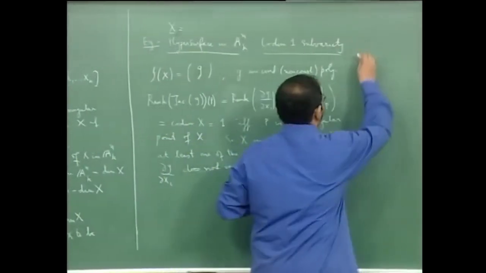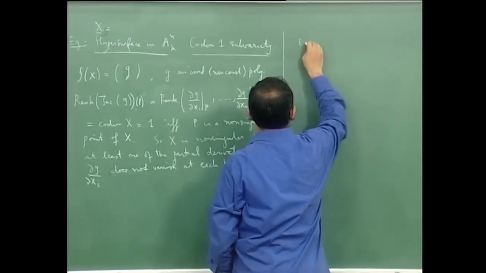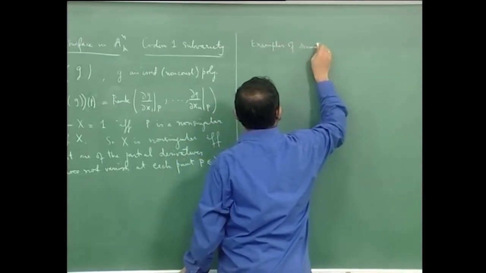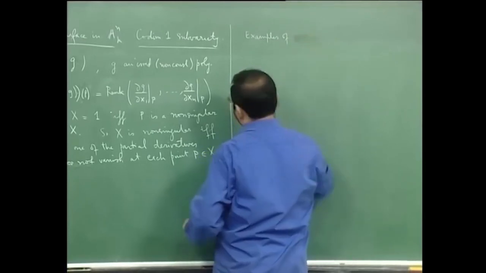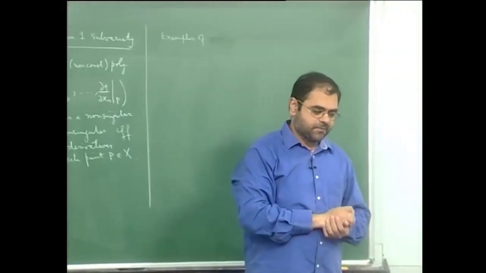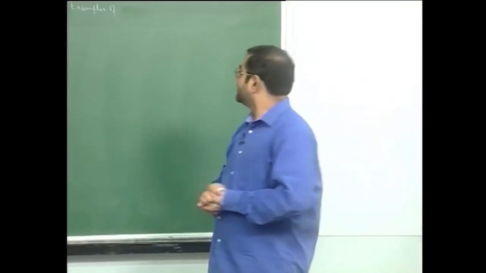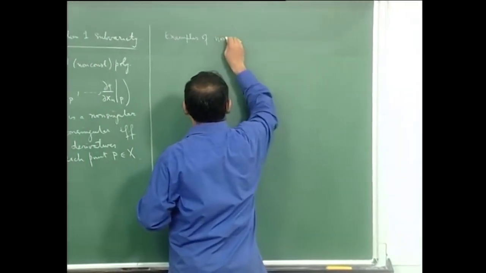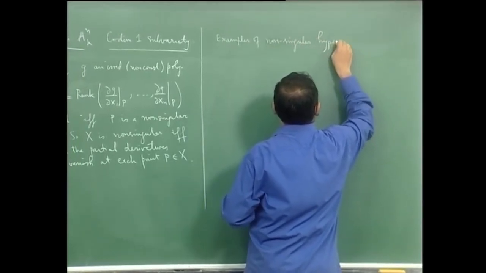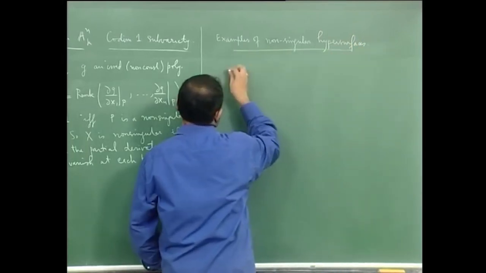So examples of smooth, I keep using the word smooth, but in algebraic geometry the word smooth is reserved for something more general than this. So the word that we use is actually non-singular. So examples of non-singular hypersurfaces are, well, hyperplanes.